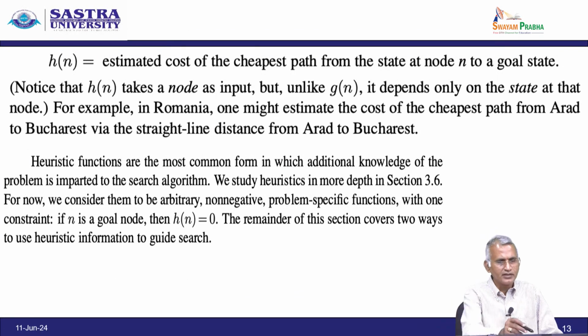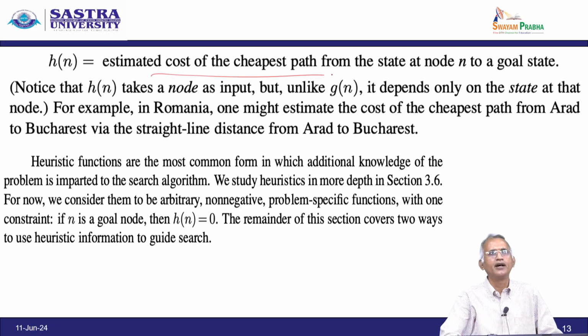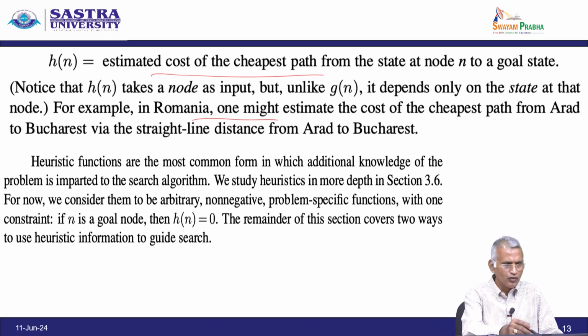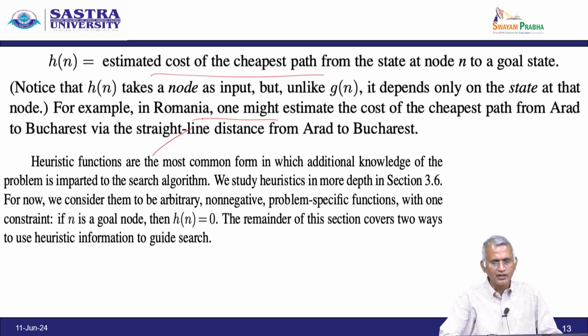So, h of n is the estimated cost of the cheapest path from the state at node n to a goal state. For example, in Romania, one might estimate the cost of the cheapest path from Arad to Bucharest through the straight line distance from Arad to Bucharest. So, the heuristic function is the most common form in which additional knowledge of the problem is imparted to the search algorithm. We study heuristics in more depth in that section.